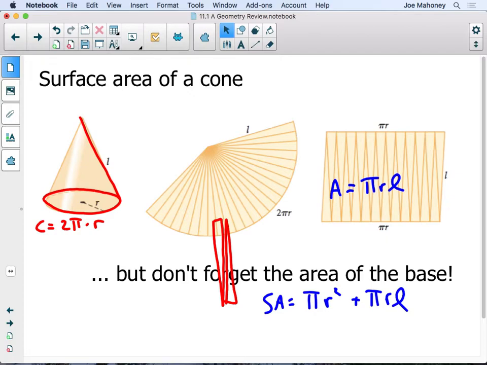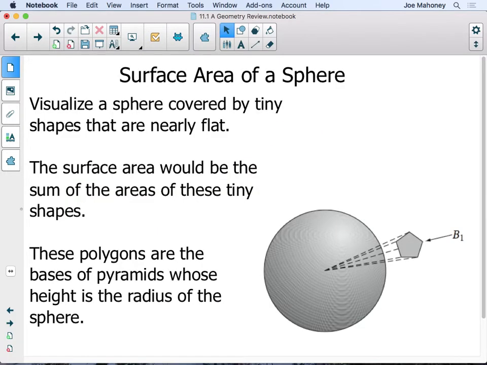How would you find the surface area of a sphere? Oh boy. Well, here's what we're going to do. We're going to visualize that a sphere has a bunch of tiny shapes that cover it, kind of like a soccer ball. And pretend that the surface area then is the area of all of those things added together.